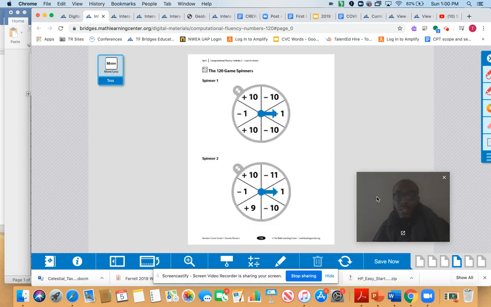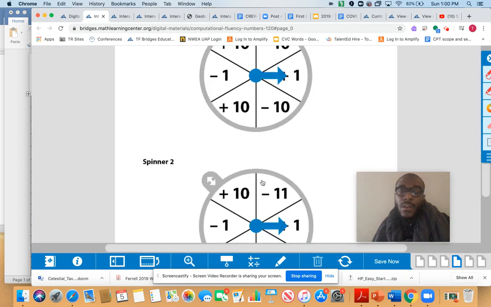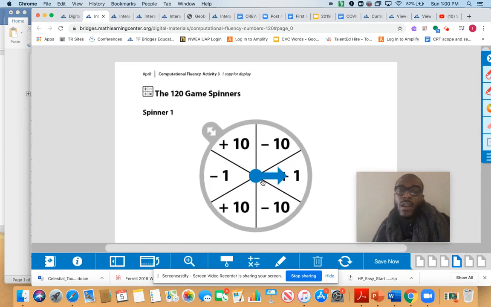So we're going to go to the spinner. And on our spinner, you see it's -1, +1, -10, +10. So we're going to spin the spinner. I'm going to zoom in a little closer. We're going to see if we're going to add 10 more to our 84, or subtract 10 from our 84, or add 1 more to our 84, or subtract 1 more from our 84. Oh, we're gonna add 1 more.